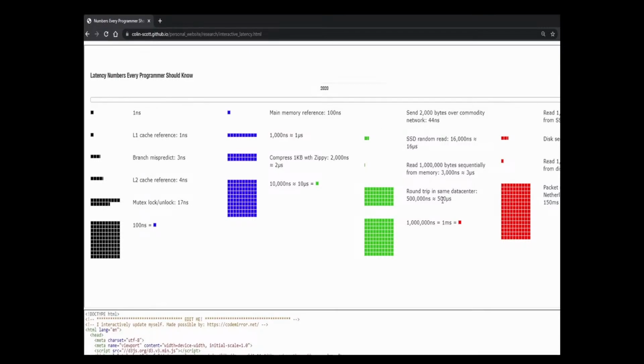You can see 500 microseconds compared to 16 microseconds for an SSD, and that's actually in the same data center. Sending data over the internet all around the world is even slower. Here you can see it's 150 milliseconds for a round trip from California to the Netherlands. And you can read this and get a decent idea. This is not created by me, it's created by Colin Scott. You can see the URL above. Feel free to check it out. But again, don't need to memorize all this. Just have a decent conceptual idea of what's faster and what's slower, and generally by how much.